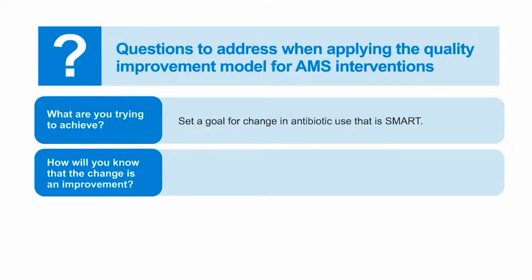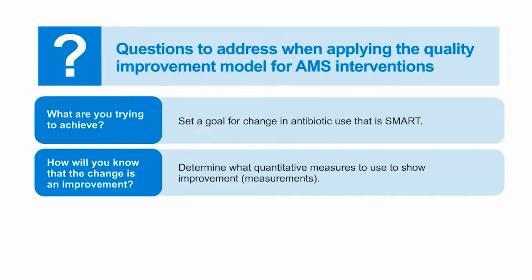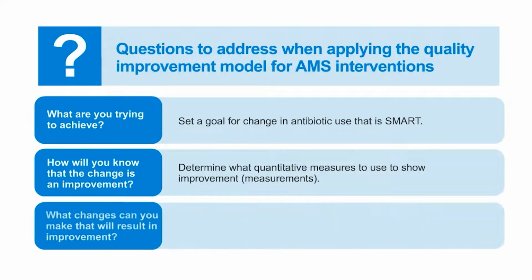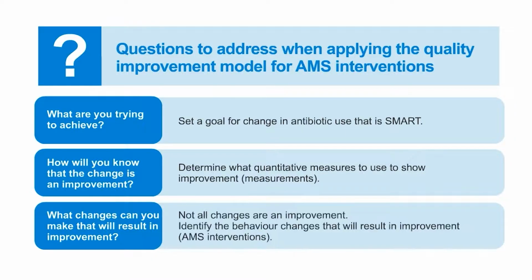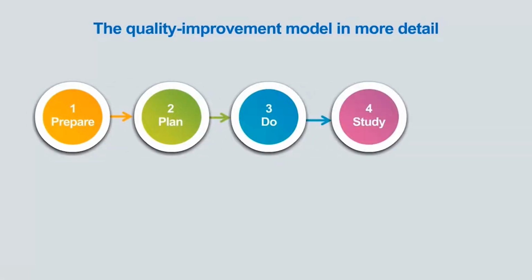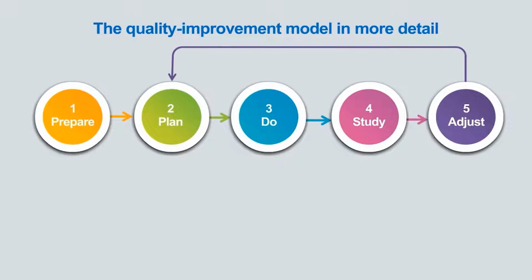How will you know that the change is an improvement? Determine what quantitative measures to use to show improvement, for example, through measurements. What changes can you make that will result in improvement? Not all changes are an improvement. Identify the behaviour changes that will result in improvement and tailor the AMS intervention accordingly. Let's look at the Quality Improvement Model in some more detail.